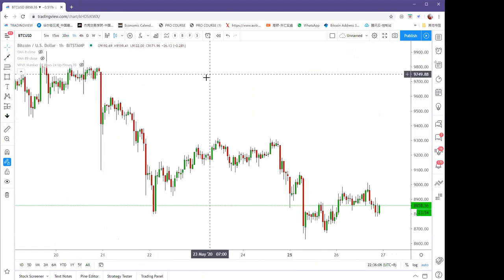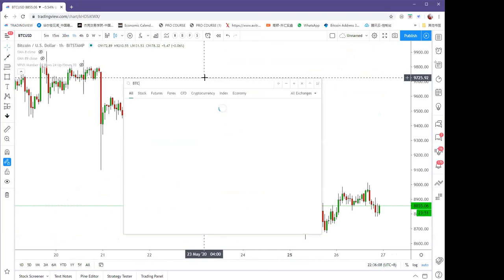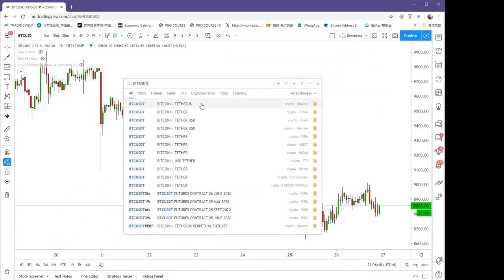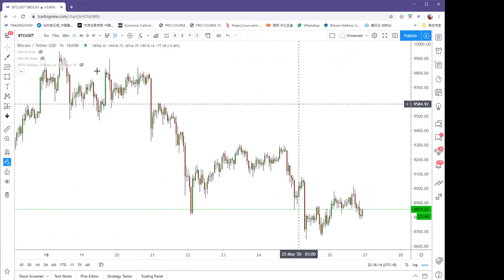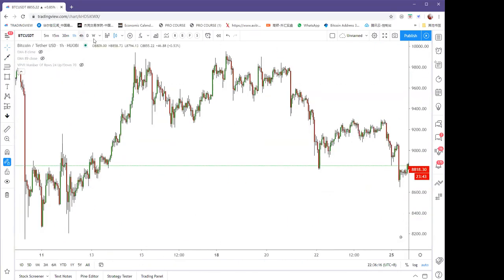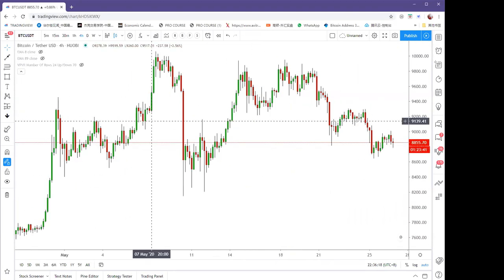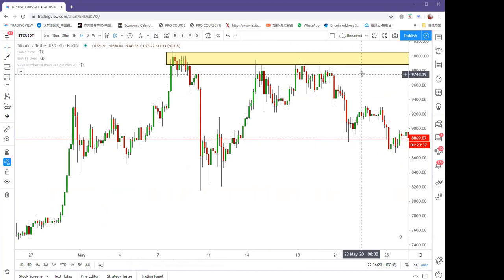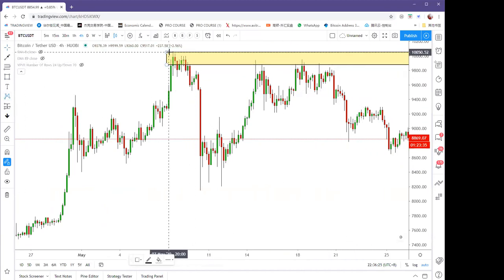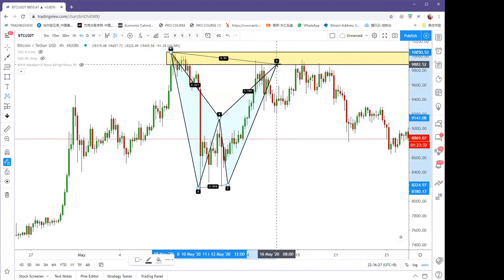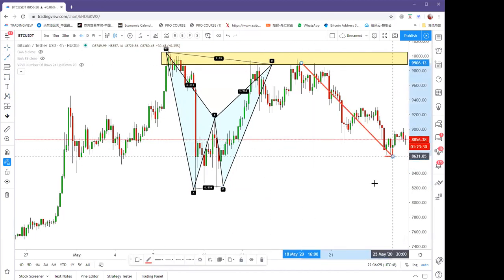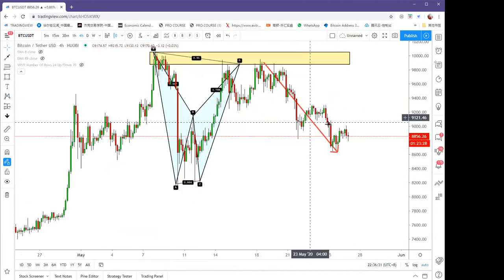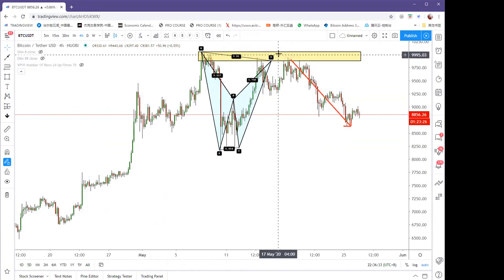Last but not least, the Bitcoin. As I mentioned last time, I said we should close some profit of Bitcoin at 10,000. Anyone remember this trade? I said in May it goes down. May goes down, right? And you see, yeah, it goes down. That's why I asked you guys to take some profit of your buy.